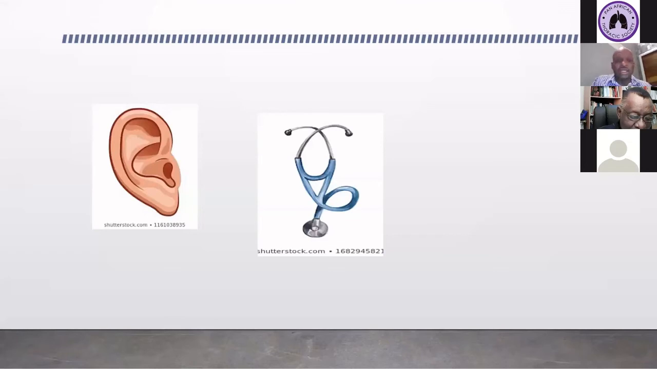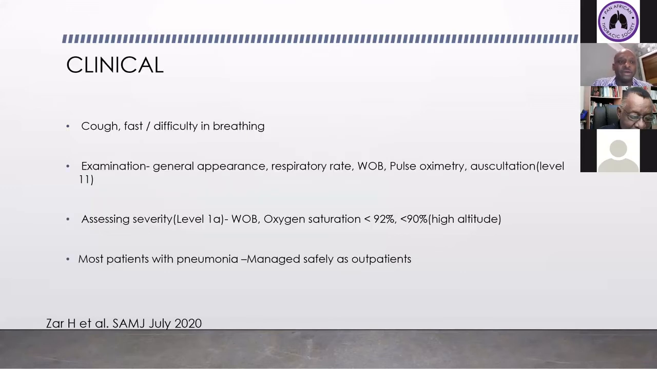So it tells us that for you to make this diagnosis of pneumonia, you need ears, a stethoscope, and most importantly, what's between the ear and the stethoscope. That's your brain. So pneumonia, by and large, in children is a clinical diagnosis. When a patient presents with cough, difficulty in breathing, or fast breathing, you have to examine the child to look for signs of malnutrition and signs of immunocompromise.